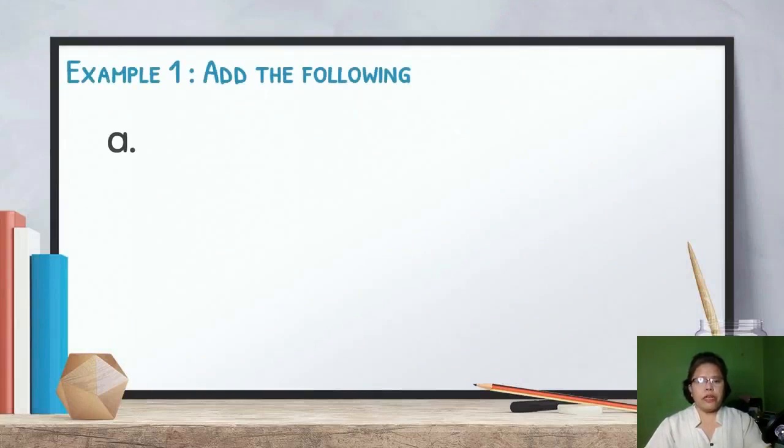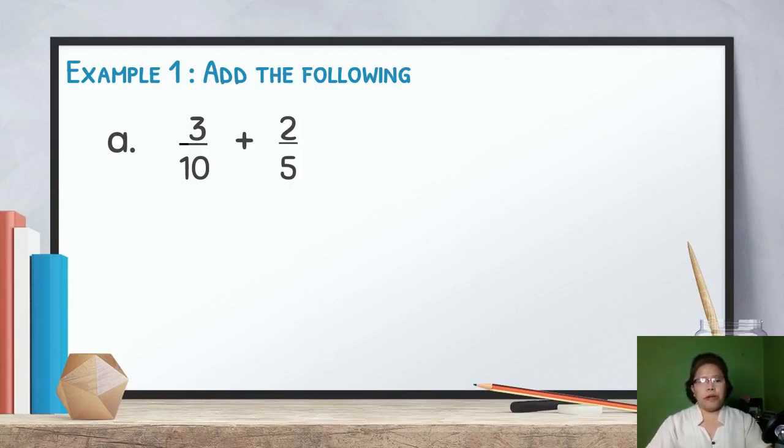Example 1. Add the following. A. 3/10 plus 2/5. So, we need to change this into a similar fraction, and we actually have a video on this, changing dissimilar fractions to similar fractions. You can check it out. And let's compare. The denominators here are 10 and 5. So to get the LCD, we can start with the bigger denominator, which is 10.